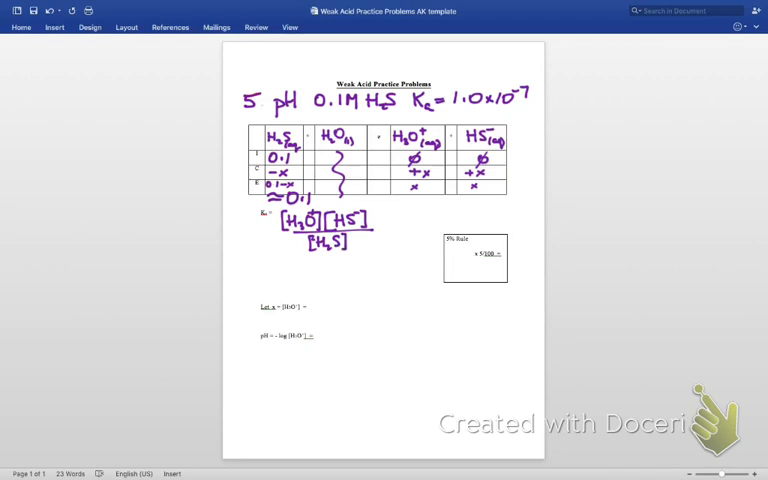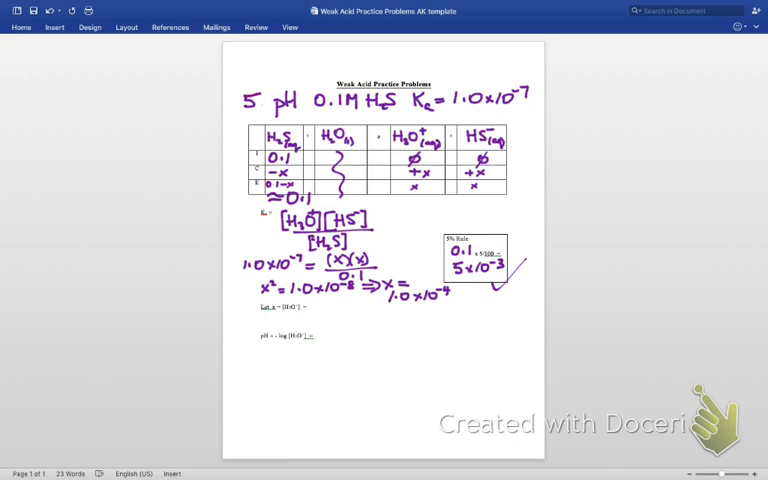That gives us 1.0 times 10 to the negative 7 equals x times x divided by 0.1, which gives us x squared equals 1.0 times 10 to the negative 8, which means that x is equal to 1.0 times 10 to the negative 4. 5% rule, 0.1 times 5% is 5 times 10 to the negative 3. So again, the 5% rule works.